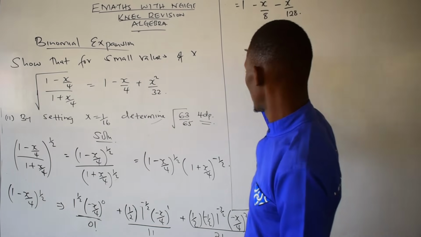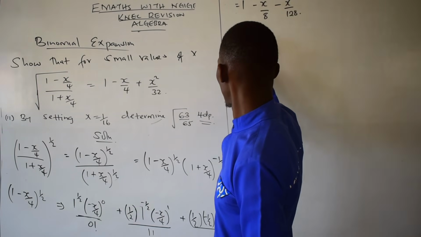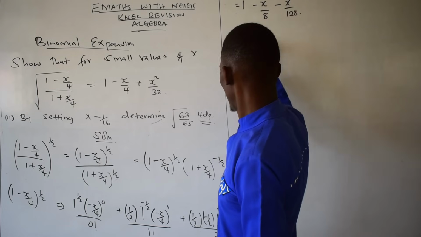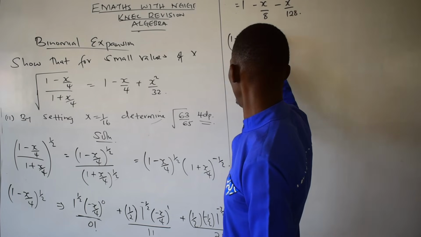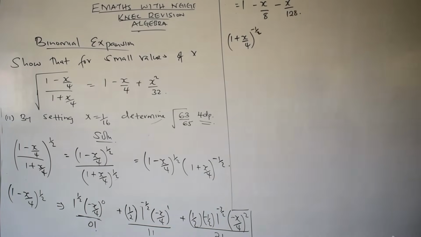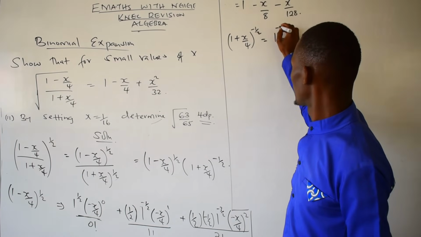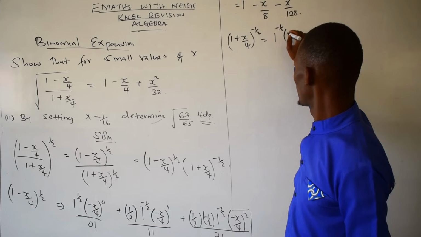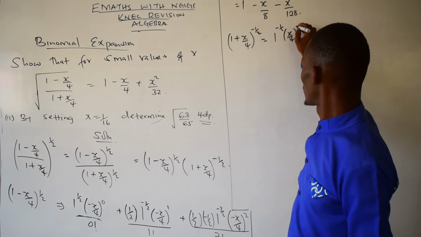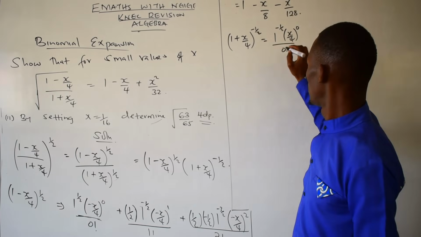Now we come to the second expansion, 1 plus x over 4, then to the power negative a half. So the procedure again just remains. It is 1 to the power negative a half. Then you have this term, x over 4, and this one is to the power 0 over 0 factorial.